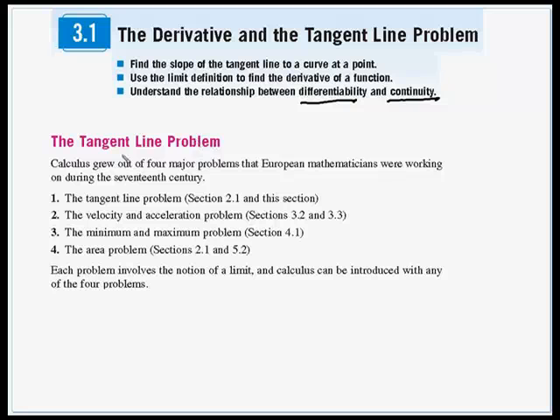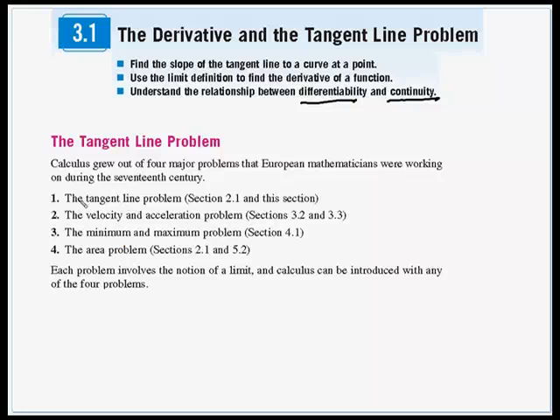But first, the tangent line problem. Calculus grew out of four major problems that European mathematicians were working on in the 17th century. The first one is the tangent line problem. We talked about it in section 2.1, and we're back to it here in 3.1. Velocity and acceleration problems, those are in the next two sections after this one. And then min and max problems, those will be covered in Chapter 4.